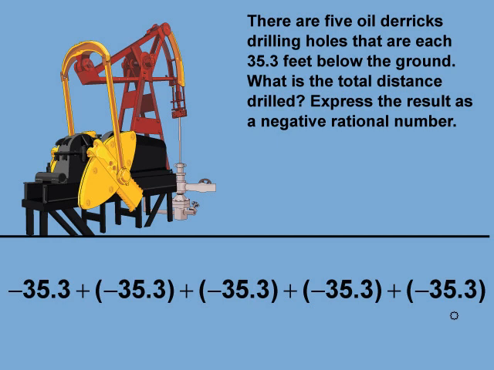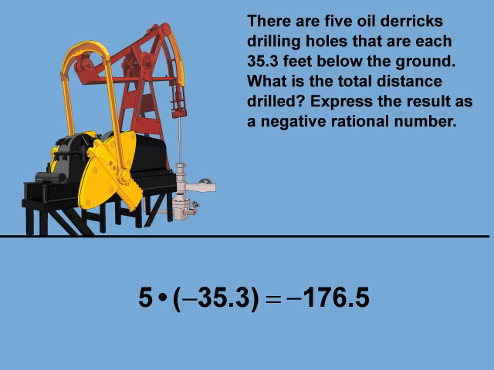But this is an example of repeated addition, which can be modeled by a multiplication statement as shown here. 5 times negative 35.3, which is equal to negative 176.5. The product is negative because one of the factors is negative. The product of a positive integer and a negative rational number is a negative rational number.